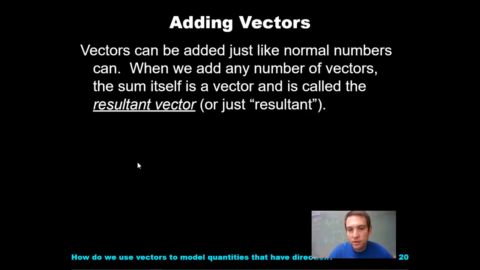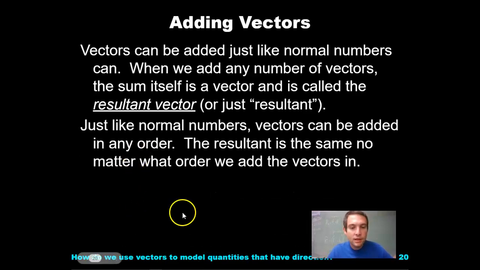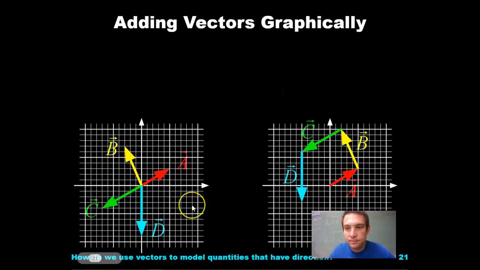Just like normal numbers, we can add any number of vectors. So we can do 10 vectors, we can do 4 vectors. The sum itself is a vector and is called the resultant vector, or resultant for short. Just like normal numbers, vectors can be added in any order. The resultant is the same no matter what order we add the vectors in.